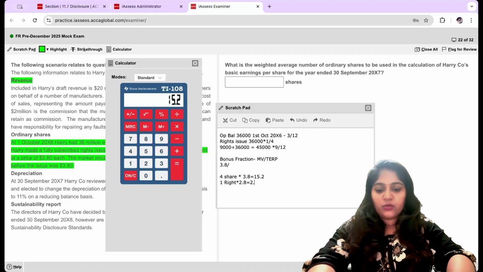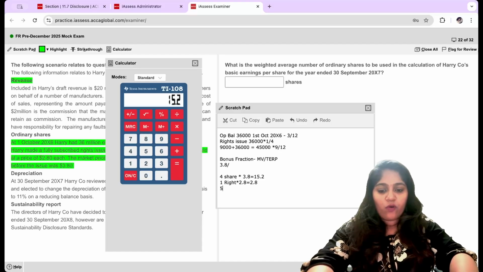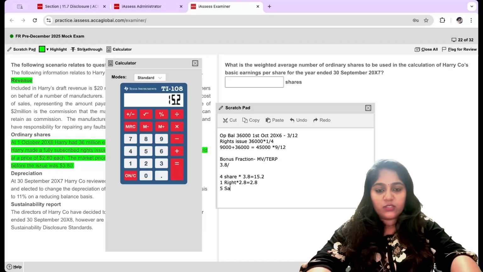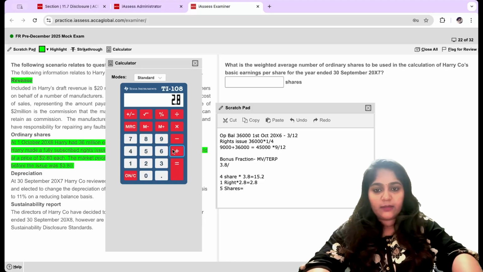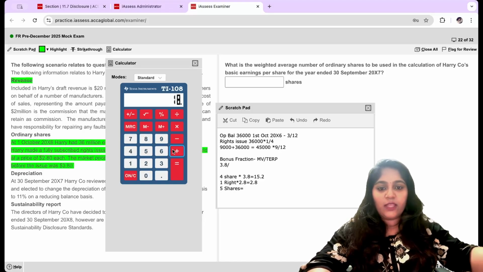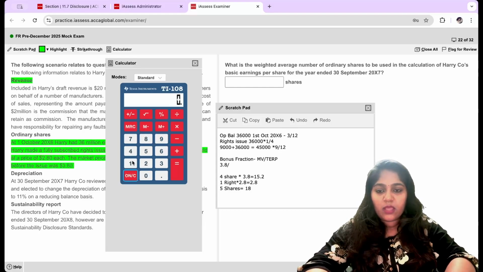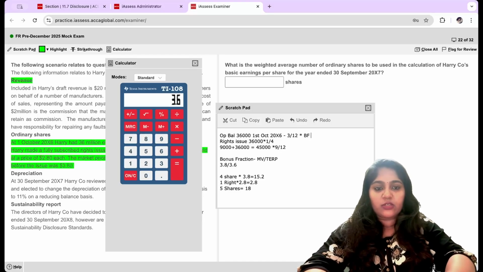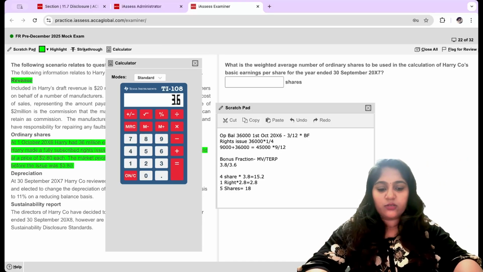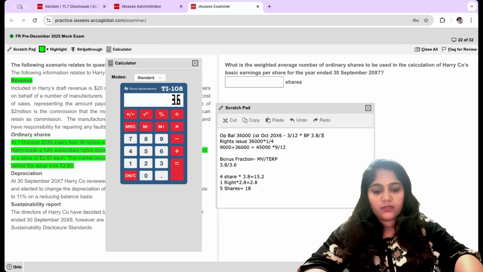Then I issued a right at 2.8. Now I have overall 5 shares for a value of how much? 15.2 plus 2.8. It has an overall value of how much? Overall value of 18. Now 5 shares at a value of 18. 18 divided by 5, so my TERP should be 3.6. I will apply this bonus fraction to the first transaction, 3.8 divided by 3.6.